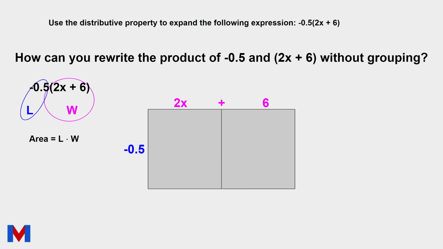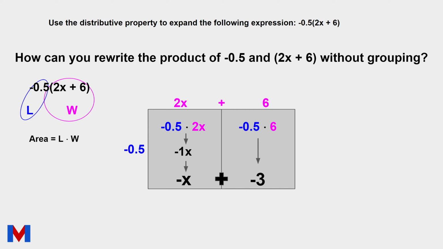Because 2x plus 6 is also a sum, let's split the rectangle into two parts. On the left, to find the area, length times width would be -5/10 times 2x. And on the right, length times width would be -5/10 times 6. As we simplify, we find that the left area, -5/10 or -1/2 times 2x, leaves us with -x. And on the right, if we multiply -5/10 times 6, we end up with -3.